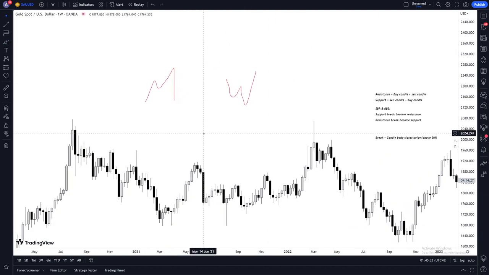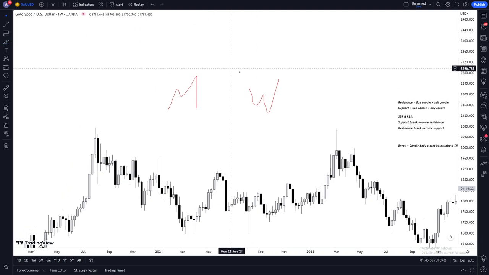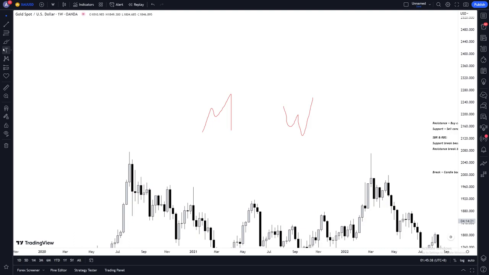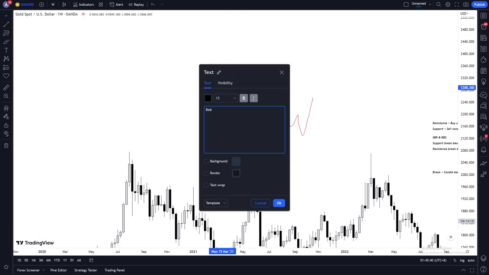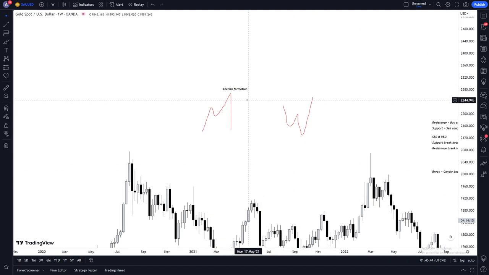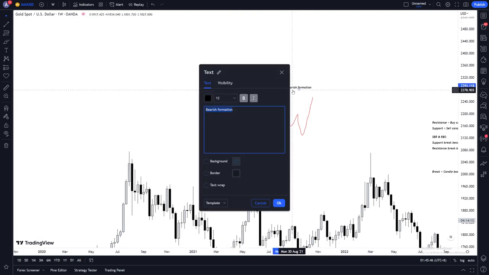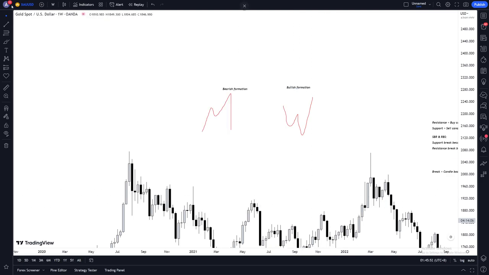That's it. This is the pattern. Familiar? Definitely familiar. So this pattern gives us 3 pieces of information. What is this? Bearish formation. What is this? Bullish formation, obviously. I'm not stupid. You're not stupid, right? So, what is in here? What exactly is in here?